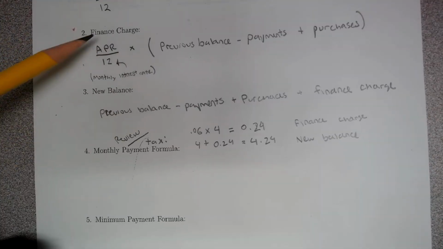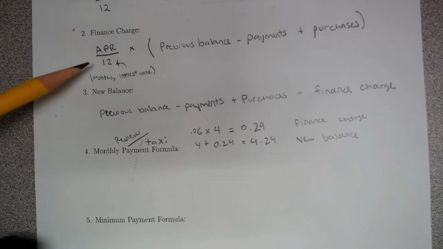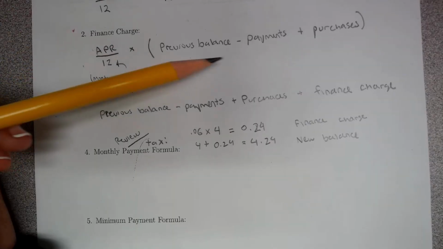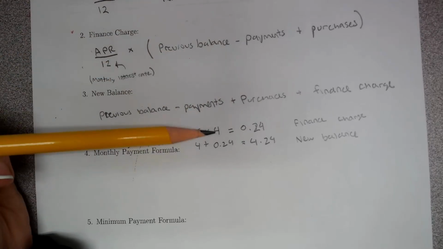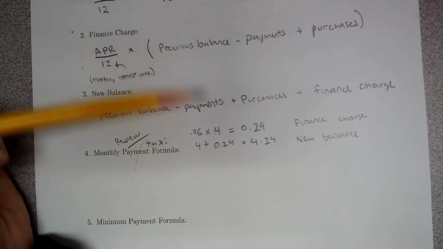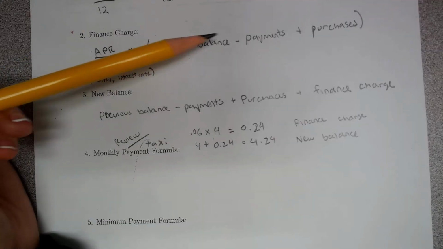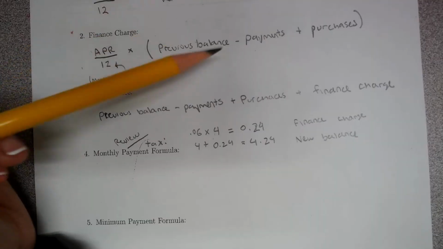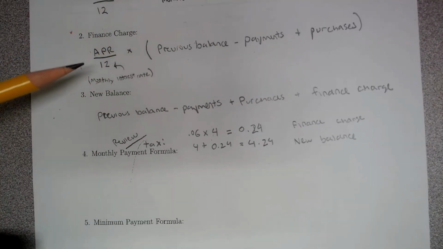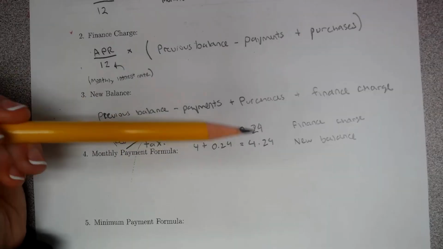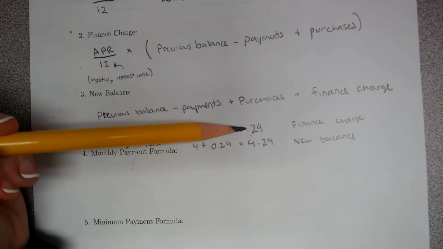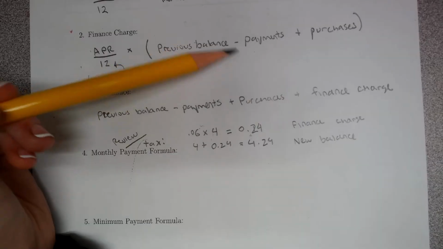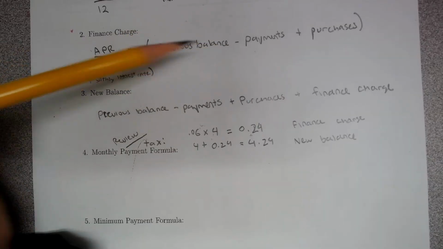Just first you find out what the APR over 12 is. Great. Then you're going to multiply this by the total, because you're going to get a number here after you do previous balance minus payments plus purchases. Could be 0, could be 500, could be 1,000, right? Then you're going to multiply it by the interest, like this. You're going to get this number, and then to find the total, you add this number with what you had here. So this plus what you get.